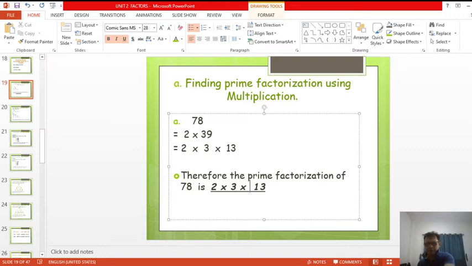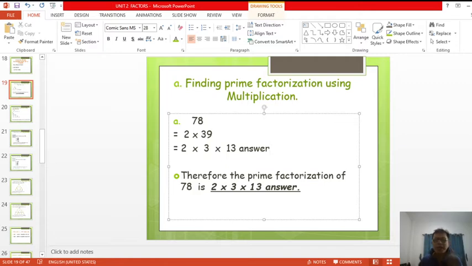And that is your answer. If you're lazy to do this kind of writing, this one will be fine, and you just put the word answer. It's the same.